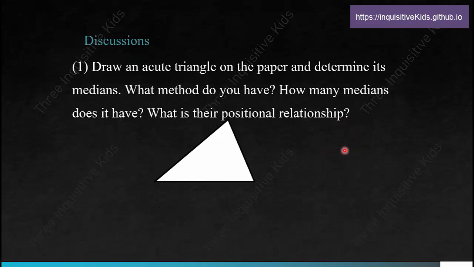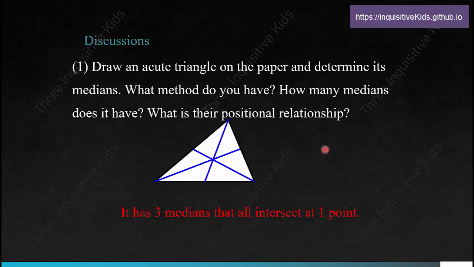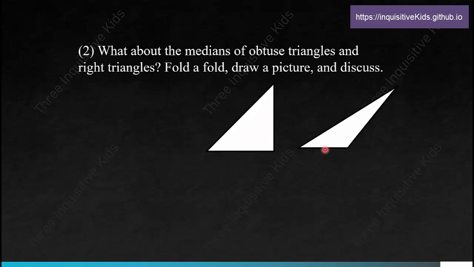Discussions. Draw an acute triangle on a piece of paper and determine its medians. What method do you have to determine the medians? How many medians does it have? What is a positional relationship? Well, after you draw your acute triangle and draw all the medians, you see that there are 3 medians, and somehow they all intersect at one point.